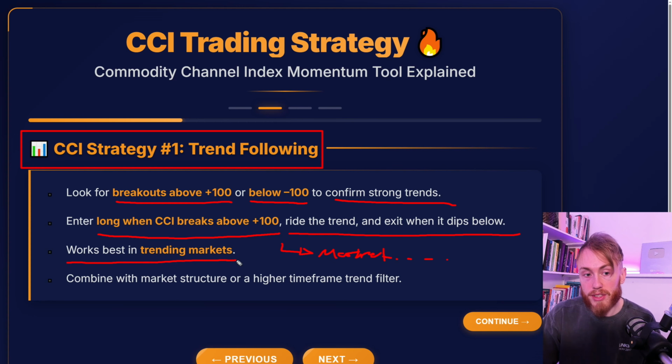And here, of course, since this is a trend following strategy, it works best in trending markets. And as I said here, you want to combine it with market structure or sort of a higher time frame trend filter. So you can use multi-time frame analysis. I also recommend for precise entries to use price action, right?